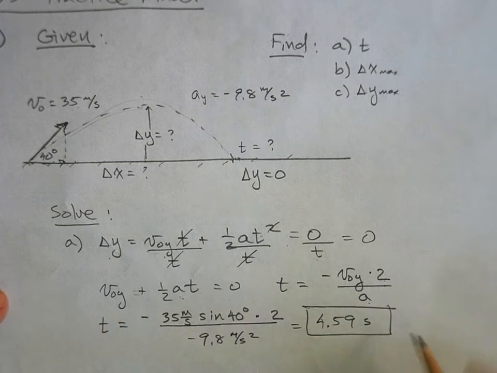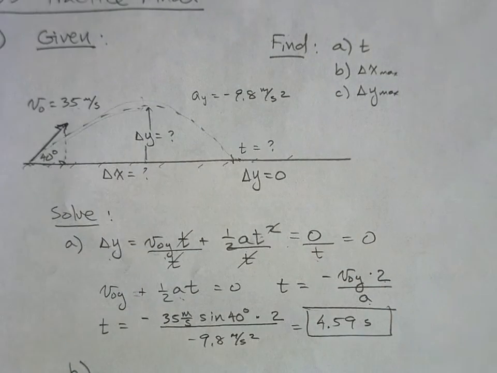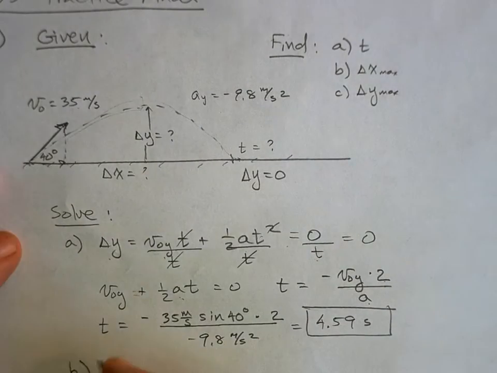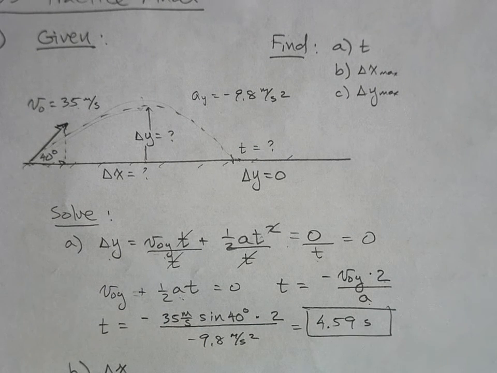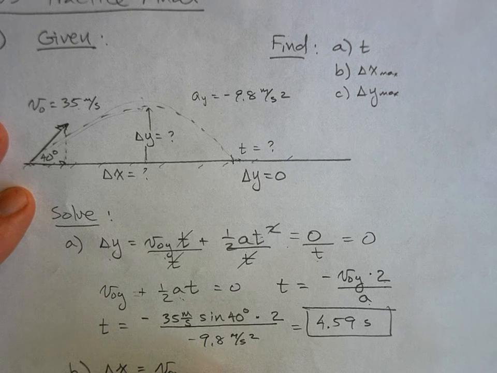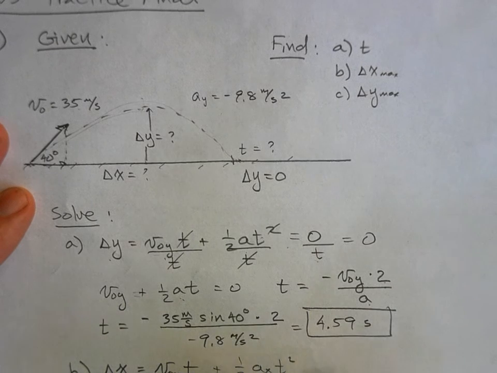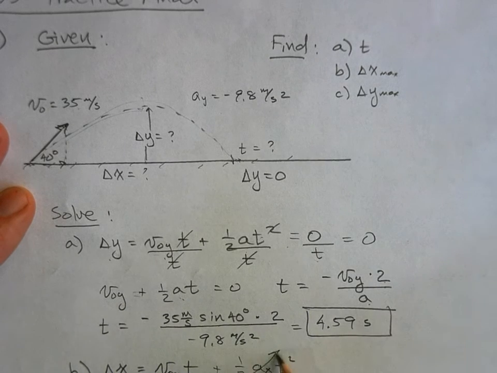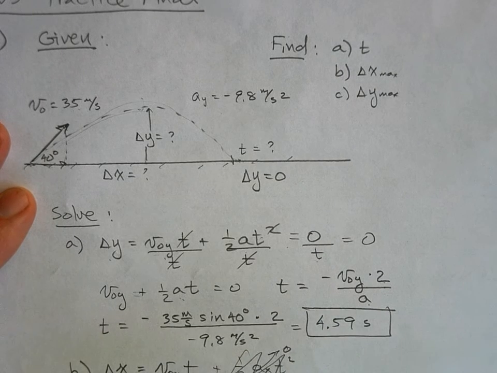All right, and then part B, what is delta x max? Well, we have one kinematic equation in the x direction. There's no acceleration in the x direction. So the third kinematic equation just reduces to v naught x times t. You might want to put plus 1/2 a_x t squared on there, but that's a silly thing to do because the acceleration is 0, so this term just goes away. So this is all I've got.